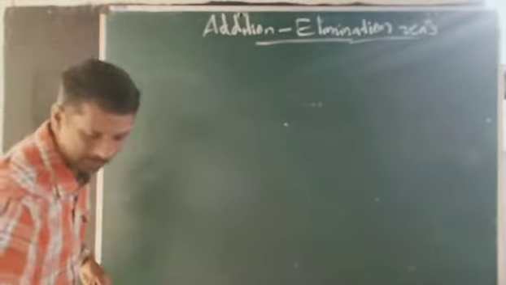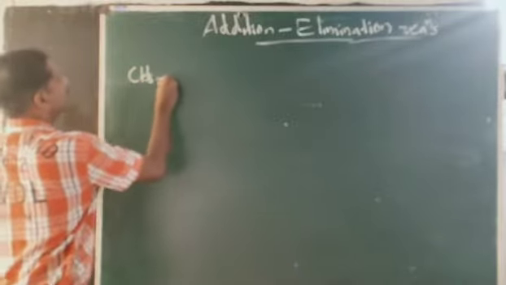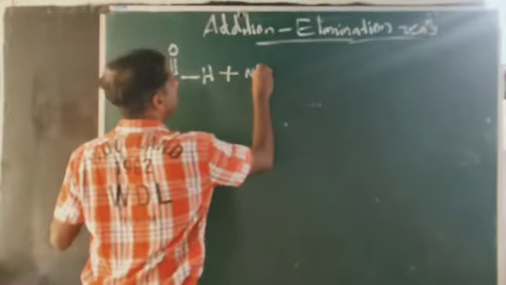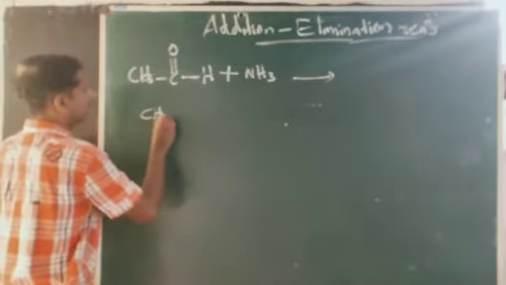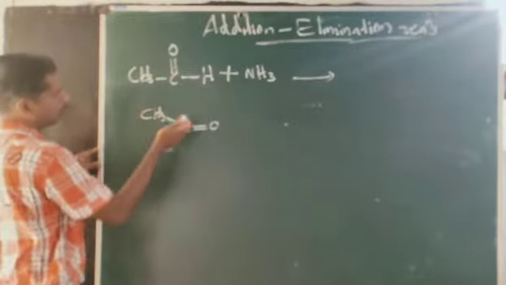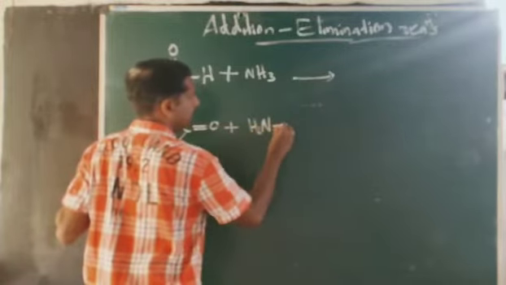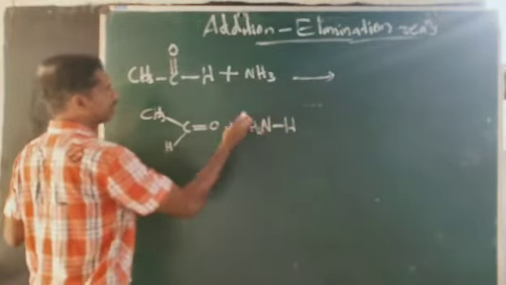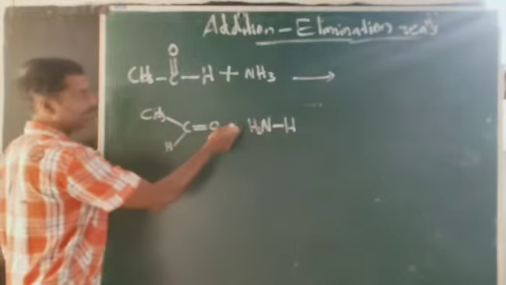So reaction of aldehyde with ammonia. Other than formaldehyde, let us take acetaldehyde, CH3CHO, reacting with ammonia NH3. Look at here, this reaction can be written like this: CH3CHO, and NH3 can be written as NH2H. So NH3 is NH2H. So aldehyde CH3CHO, this is acetaldehyde, reacts with ammonia.